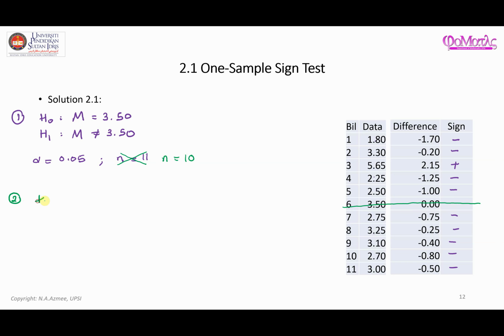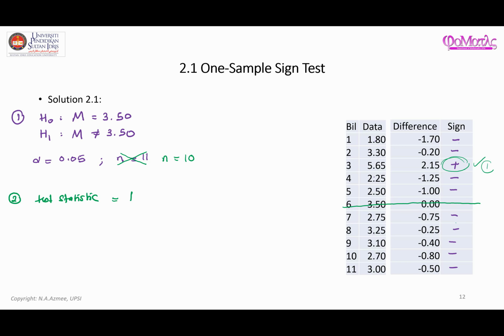So the test statistic, according to the explanation that I had given in the previous video, is just the number of signs that appear less. In this case, the sign that appears much less is the positive sign rather than the negative sign. So how many times does it occur? It occurs only one time. Therefore, the test statistic here is equal to 1. All right, so that's the second part.